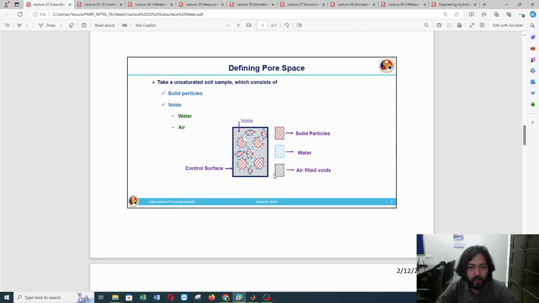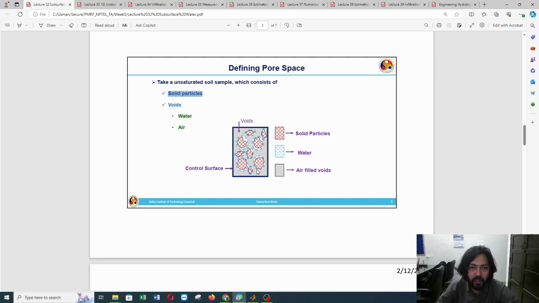Now this is what I was talking about, how a soil profile looks. When you look into a soil, you'll usually have three zones. The first is called solid particles. Then the other is called void, and the void consists of two things, air as well as water.